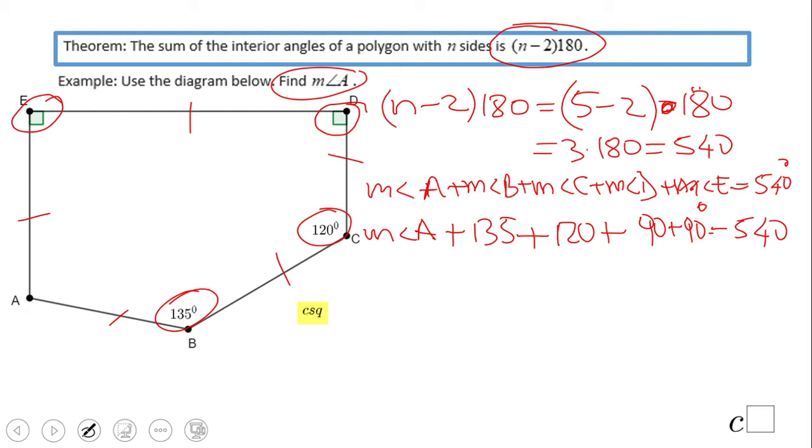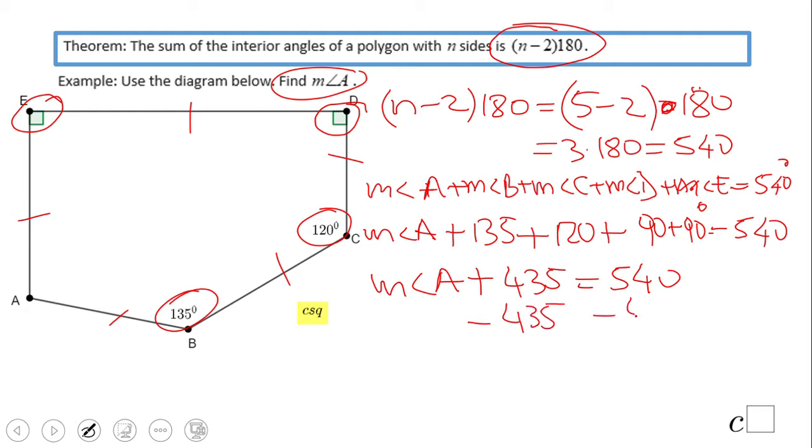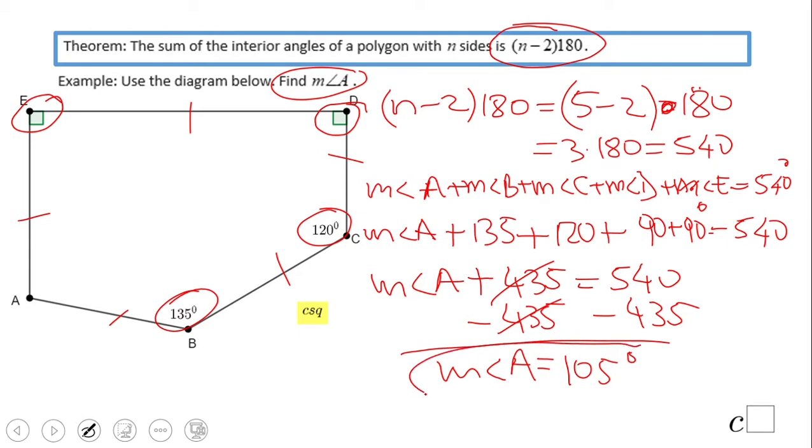Try to do it without a calculator. That is 435, right, equals 540. And obviously the last step would be to subtract 435 degrees on both sides. And that will give us, what? 105 degrees. That is the measure of angle A here, 105 degrees. Okay.